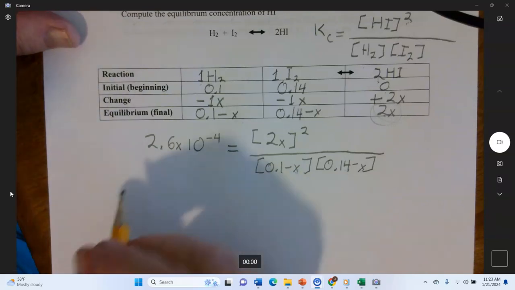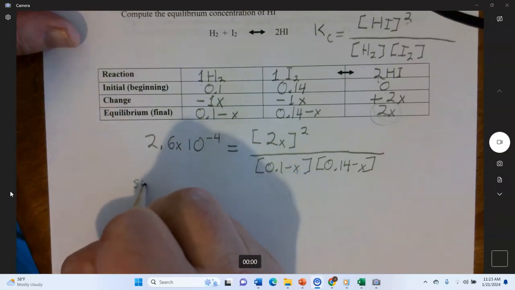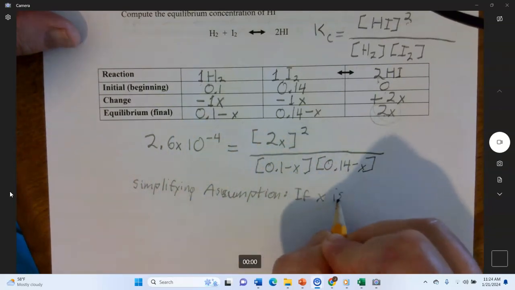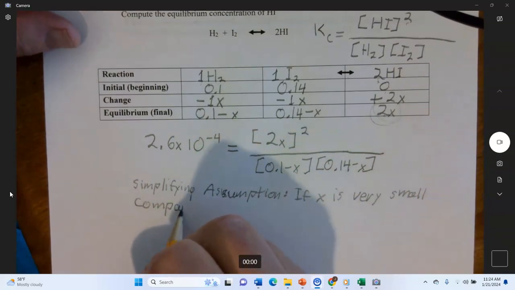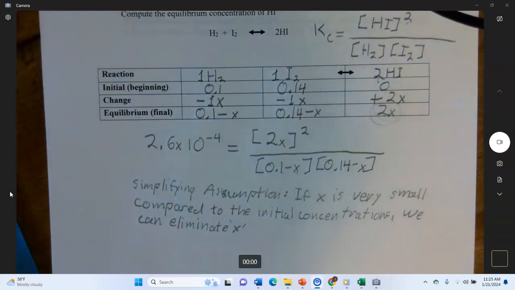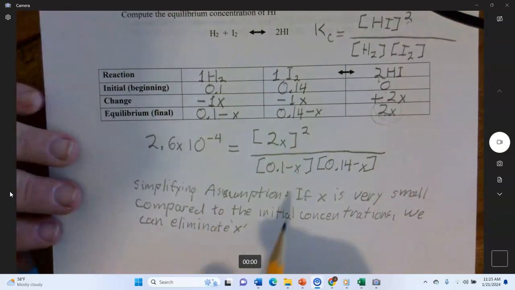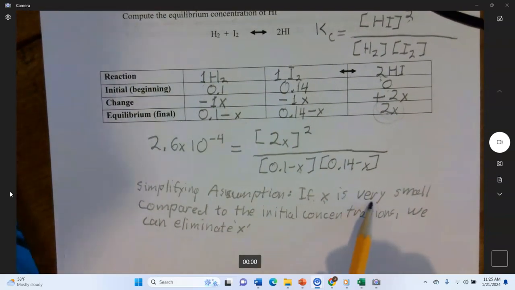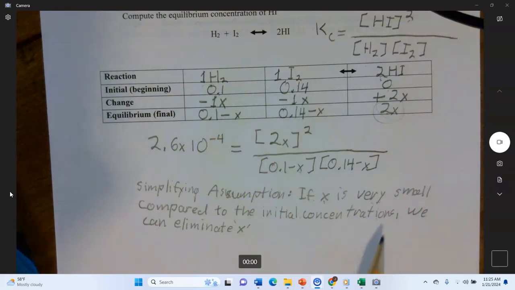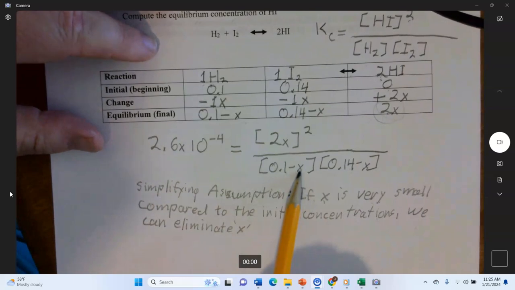Okay, so the simplifying assumption is, let's just write it out this one time. It's on your video. It says if x is very small compared to the initial concentrations, so our initial concentrations are 0.1 and 0.14, we can eliminate x. Now you can eliminate it when you're adding or subtracting.